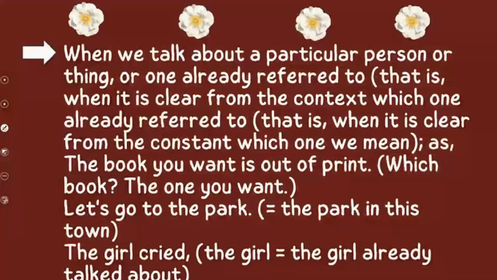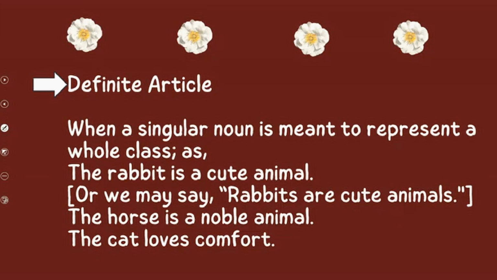Now when we talk about a particular person or thing, or one already referred to, that is when it is clear from the context which one we mean. "The book you want is out of print." Which book? And these other examples.